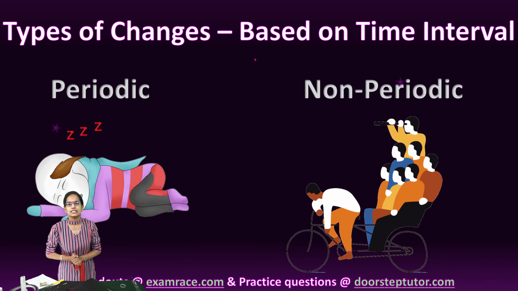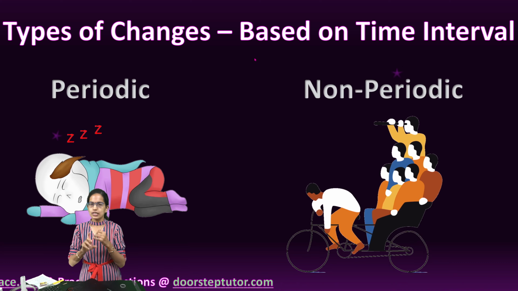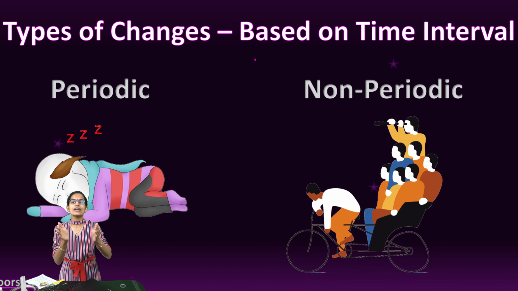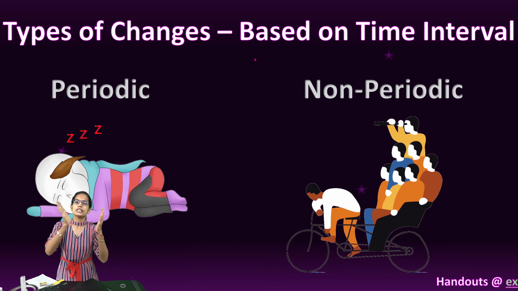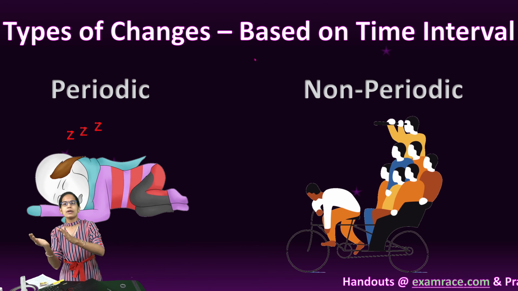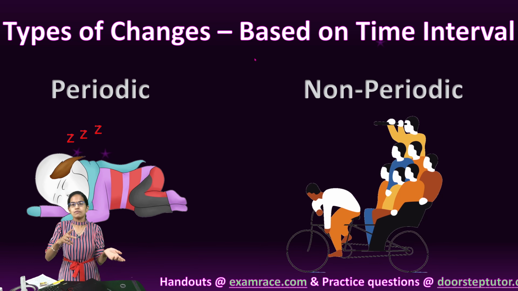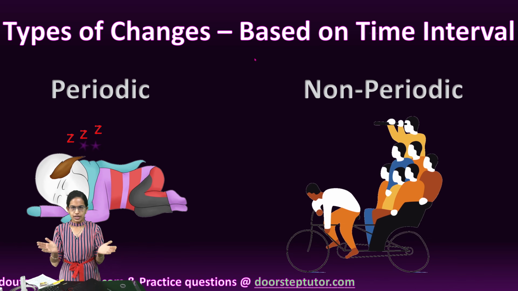Under types of changes, we would understand 5 classifications. The first is based on time interval. That means those things which occur at a fixed time interval, it is periodic. For example, you sleep every night, you wake up every morning, you eat food every day morning and evening. So cooking morning and evening probably would be a periodic event.